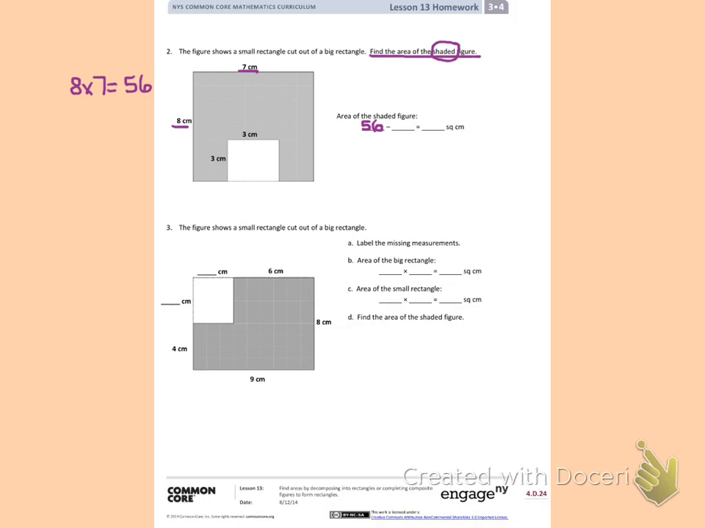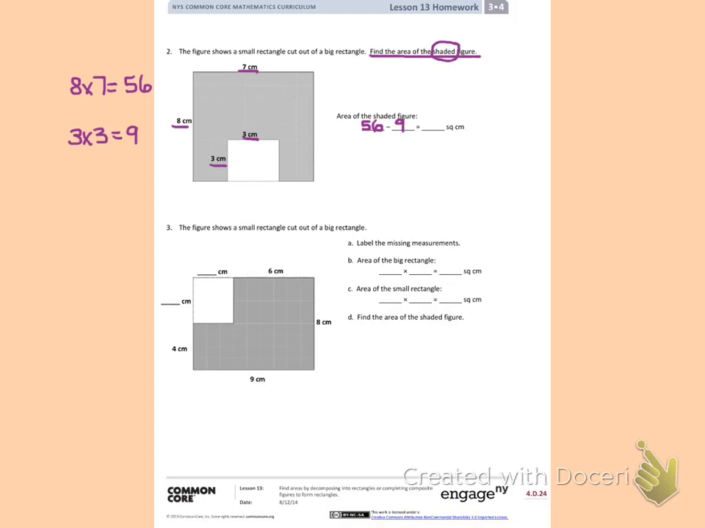Now we need to subtract out the unshaded area. The unshaded area has one side length of 3 and the other side length of 3. And so that would be 3 times 3. 3 groups of 3 is 9. So we'll put a 9 on the second line. Now we have 56 minus 9.